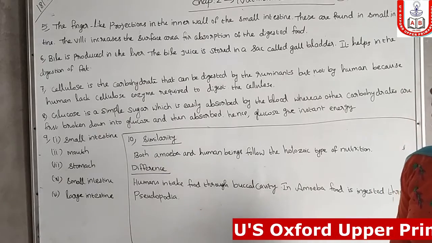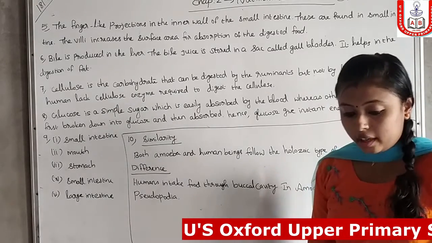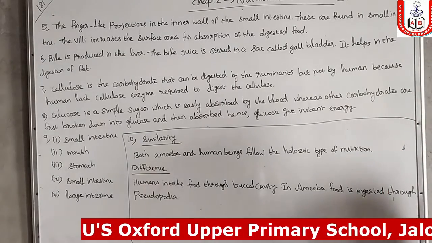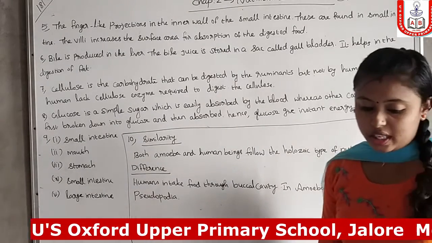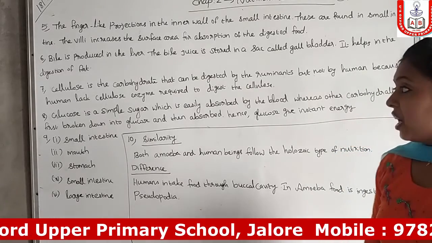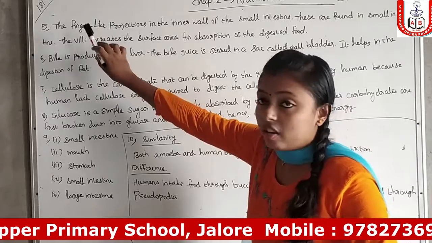Next, fifth one is a question answer. Question: what are villi, and where is their location and function? So this is a question containing three questions: what are villi, where is their location, and what is their function? This is the answer for that question.